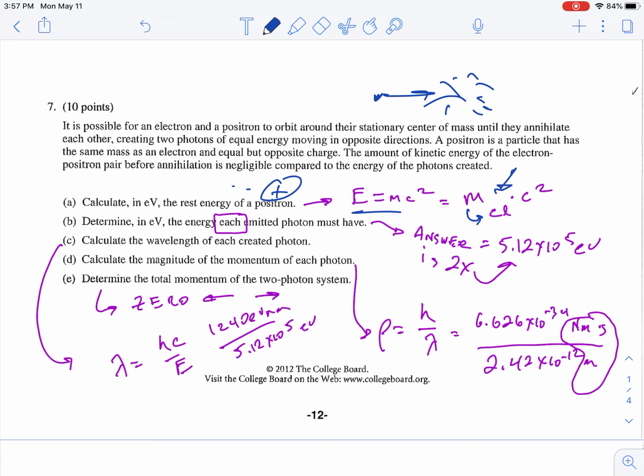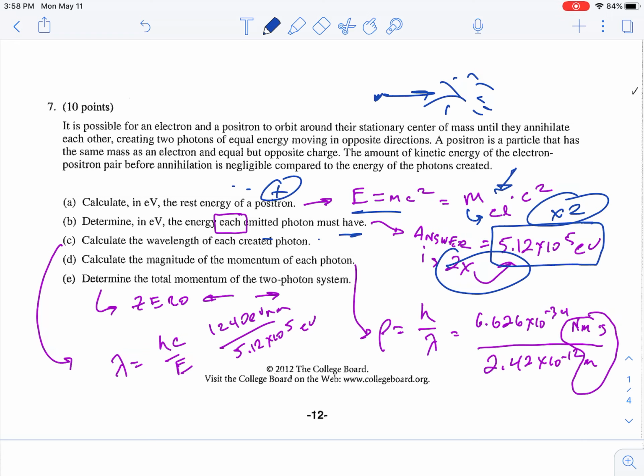So now B is a little bit tricky because it determines in electron volts the energy each emitted photon must have. So technically, this energy that you're going to get, because the electron and positron are going to annihilate each other, technically this answer in terms of pure energy would be twice that. Because the positron and the electron have the exact same mass, when they annihilate each other, you're technically going to get twice this energy.